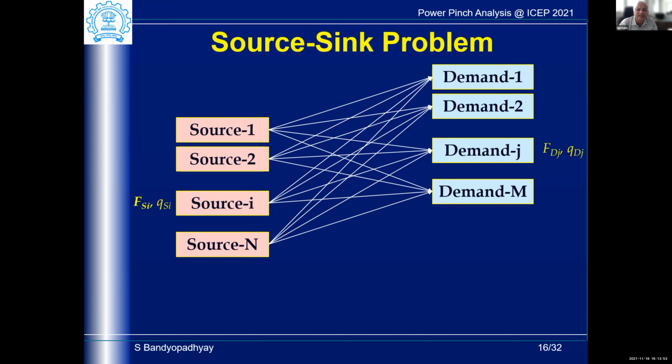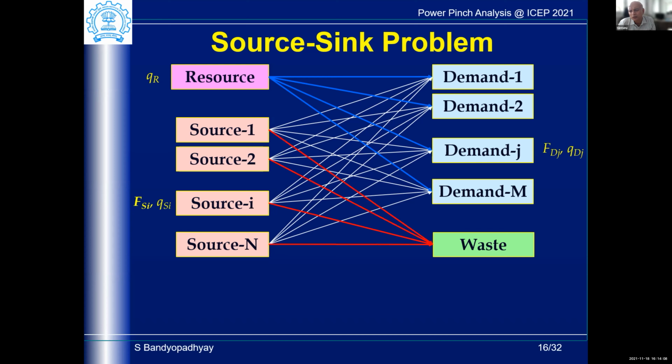In that case, we need something known as an external source or resource, and we have to meet the demand, okay, subject to those quality constraints. And whatever sources are available which are not used in the demand will basically go to waste. So our objective is the resource, which is external. You have to pay money for it. Can we minimize this?